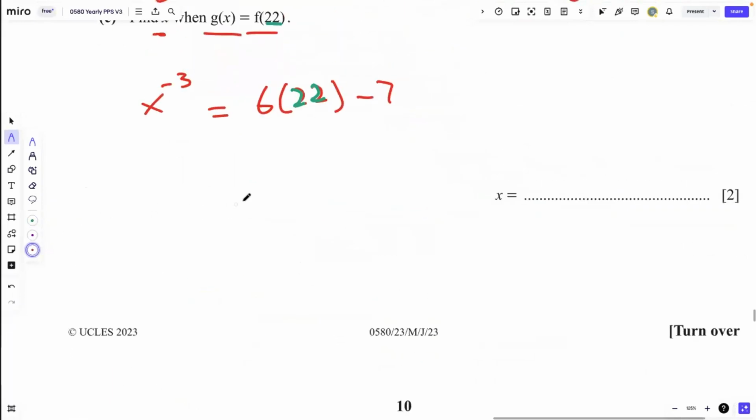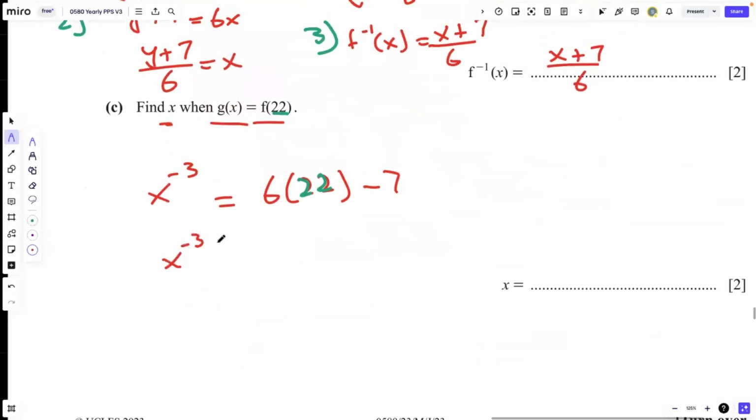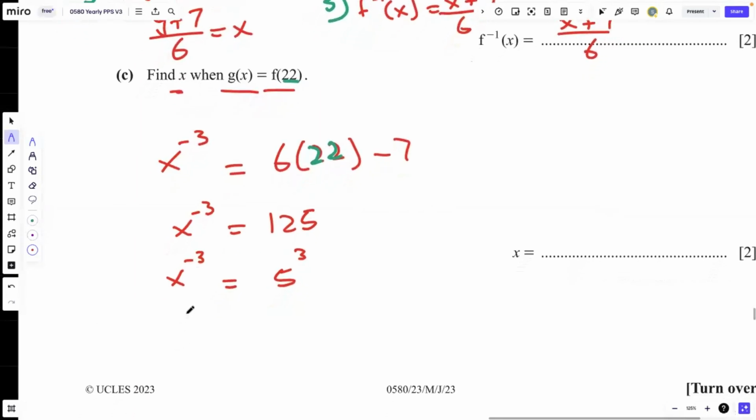Now, using the calculator, we can figure this out. 6 times 22 minus 7, that's 125. Which can be expressed as 5 cubed. 125 in the powers of 3, that's 5 cubed. And x to the power negative 3 is just one over x cubed. Another way of writing it is 1 over x cubed, which is the same thing.